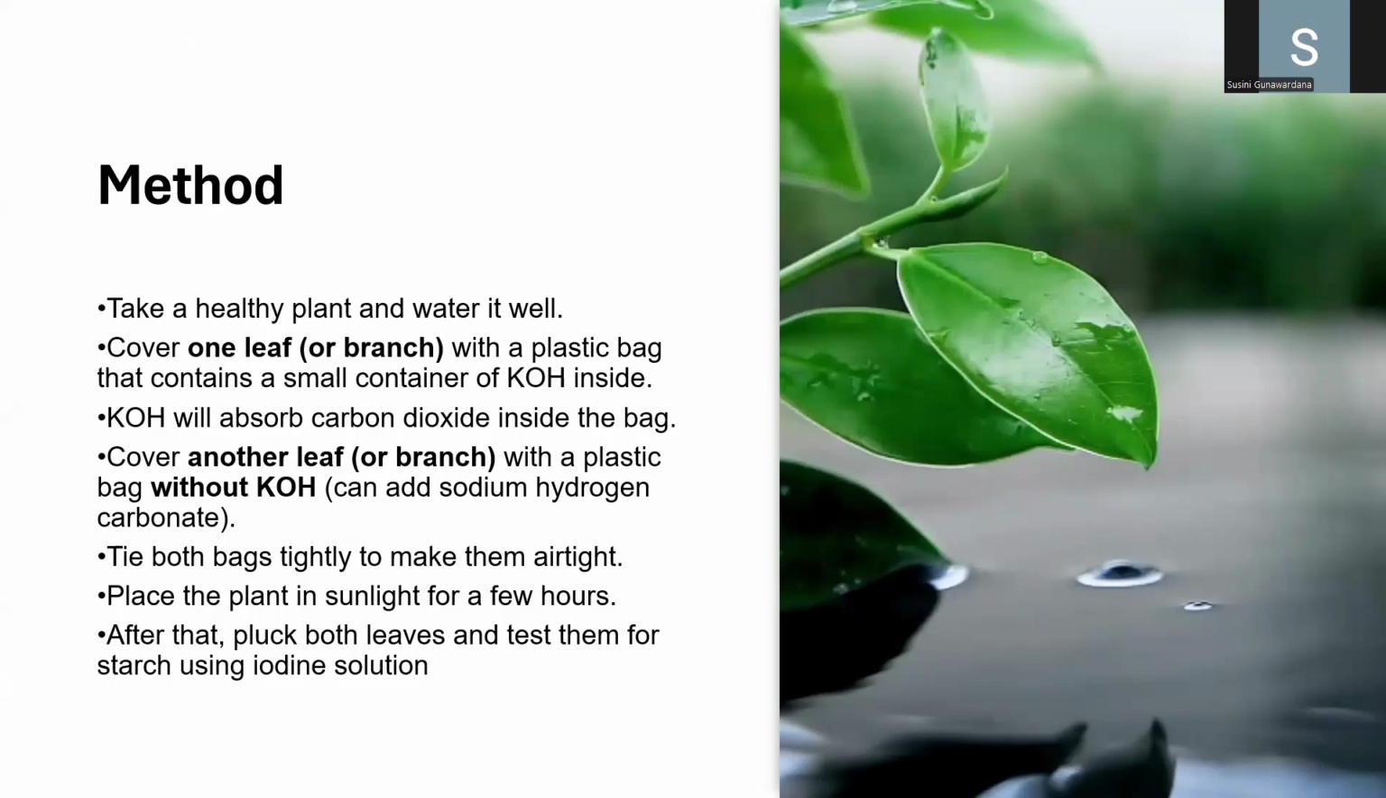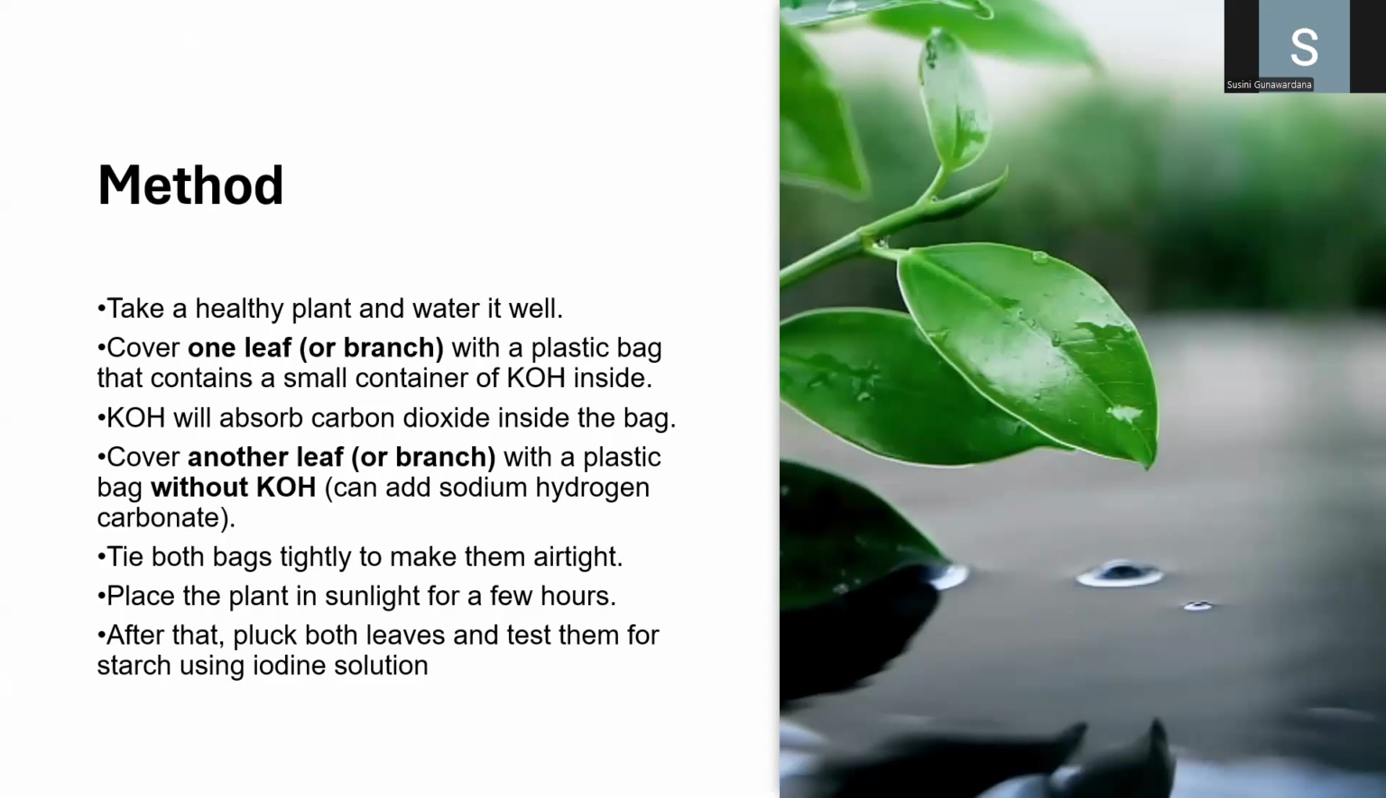After that, we take them out from the dark room and we can water the plants, and we can cover one leaf or a branch with a plastic bag which contains a small container of potassium hydroxide or soda lime. As I mentioned earlier, potassium hydroxide and soda lime absorb carbon dioxide. Then the other leaf can be covered without potassium hydroxide or soda lime.